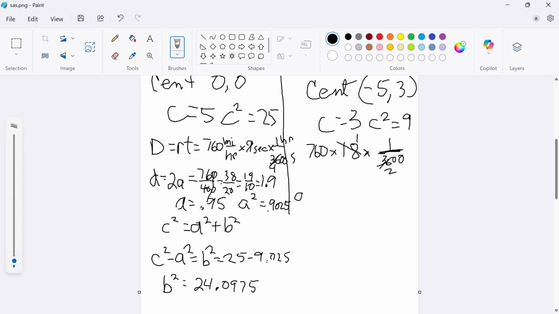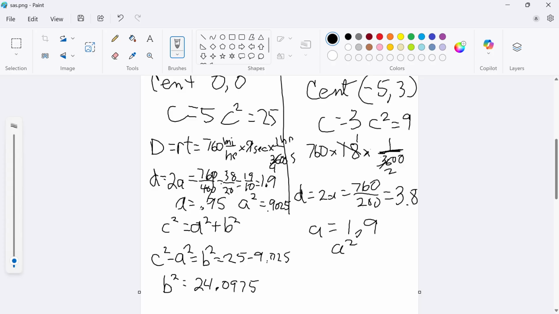So this is little d equals 2a equals 760 over 200. Well, this side was 760 over 400, it's 1.9. This is twice that, so it's 3.8. It's divided by half as much, so it's twice as big. And that means a equals 3.8 over 2, which is 1.9.